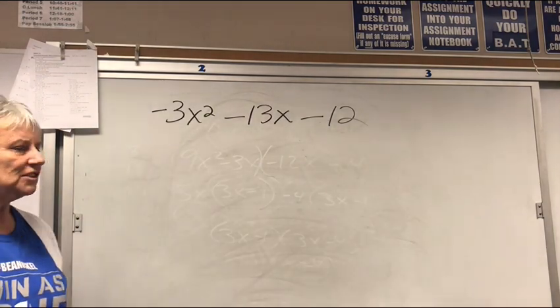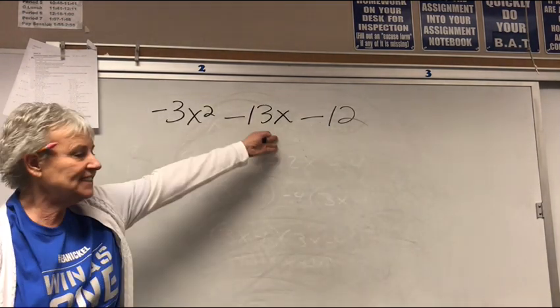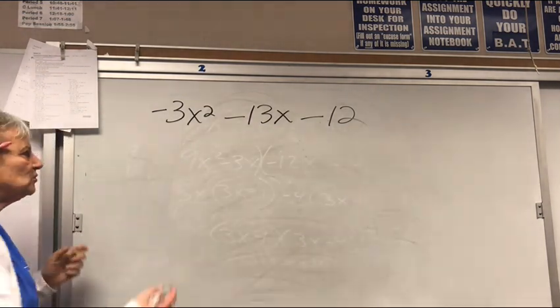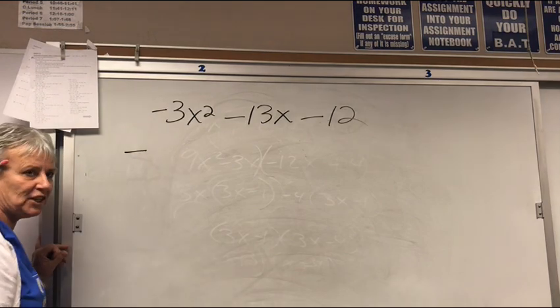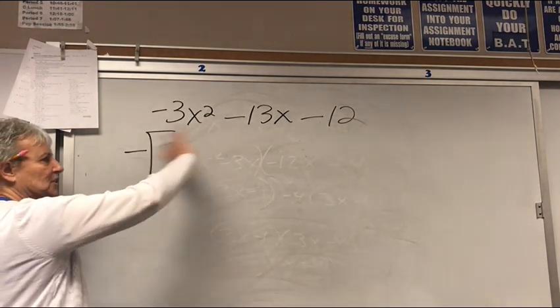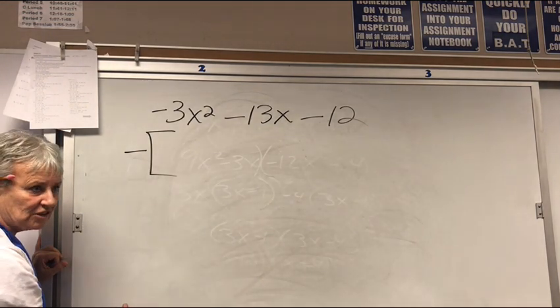What should I do first? Take out the negative, not 3. Can't take 3 out of all of them. Take out the negative. This is where people mess up because they forget they took it out. So in this case, I start using brackets because I've got to do this whole problem and then remember at the end to put a negative in my answer.